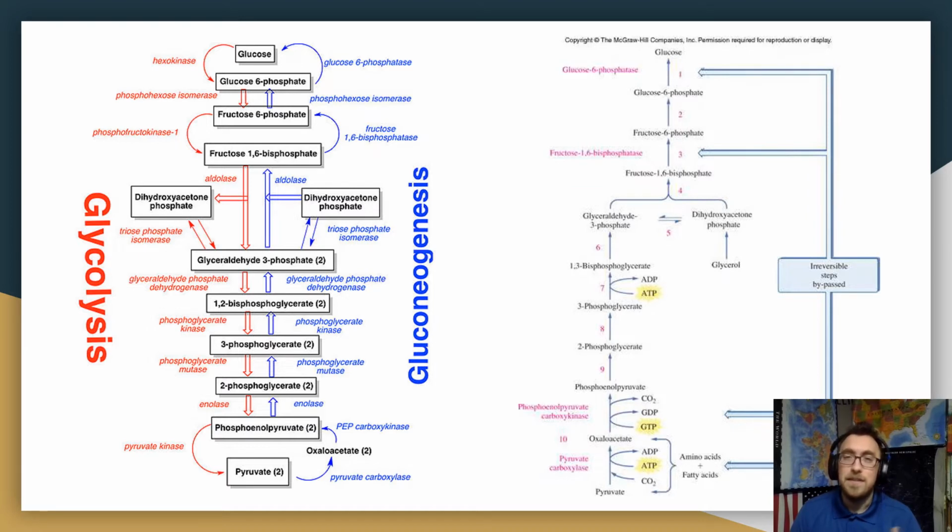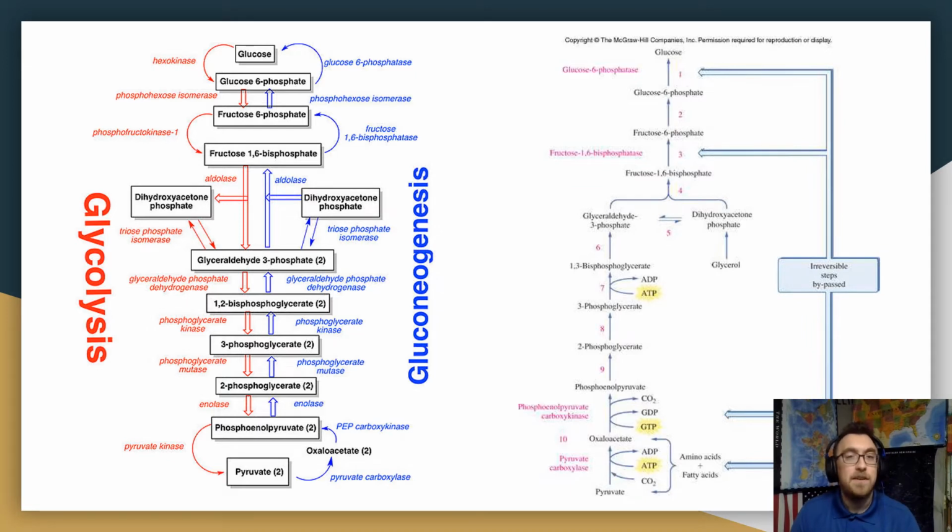Pyruvate carboxylase catalyzes pyruvate, bicarbonate and ATP in order to produce oxaloacetate, ADP, and inorganic phosphate. While the PEP carboxykinase catalyzes oxaloacetate and GTP to produce PEP, GDP, and carbon dioxide.